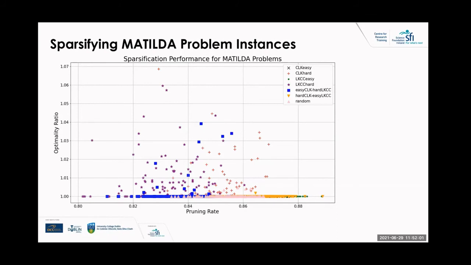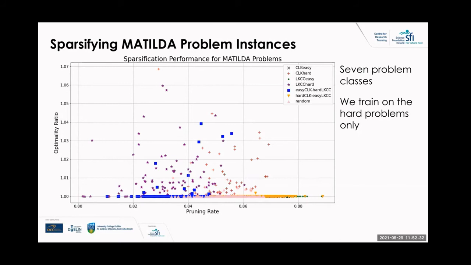And an optimality ratio of 1.04 means that in the pruned instance, the best case optimal solution that we could get is 4% worse than the original problem instance. So again, we have 7 problem classes here in varying difficulty. We trained only on the difficult problems, in this case the ones represented by the blue pluses and the purple stars. We can see that the performance is actually worse for those. So these ones are obviously more difficult to work on and more difficult to prune.